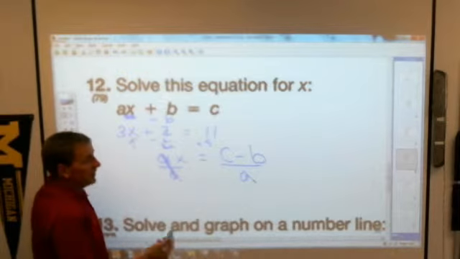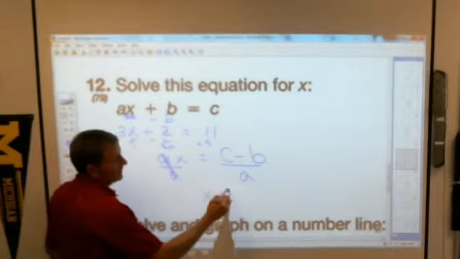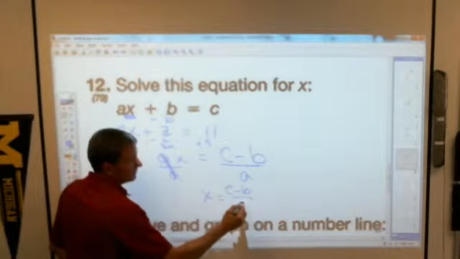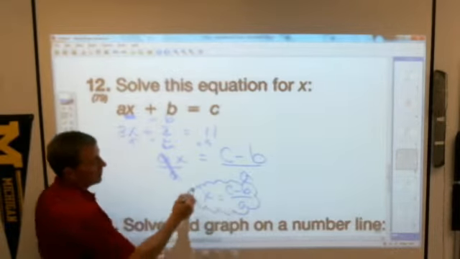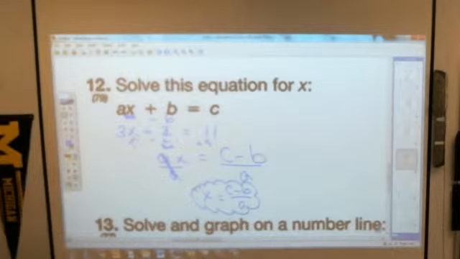They're not numbers that combine or anything. It is simply x equals c minus b over a. That is it. That's all you can do.